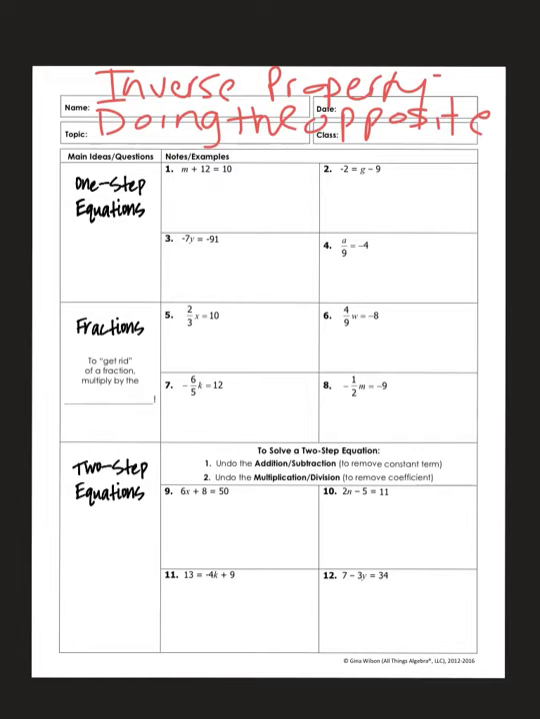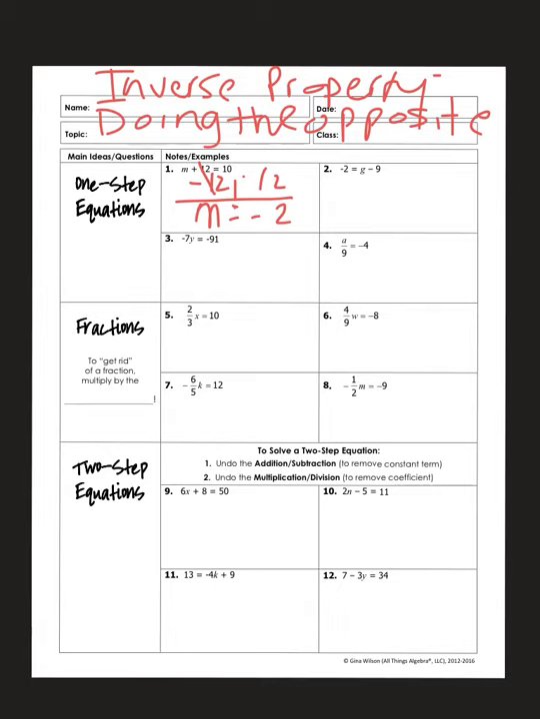And so for number 1, since 12 is being added to m, to get rid of it, I have to do the opposite. And I have to do that to both sides of the equation. So on this side, the 12s cancel out. And then on the right side of the equation, 10 minus 12 is -2.